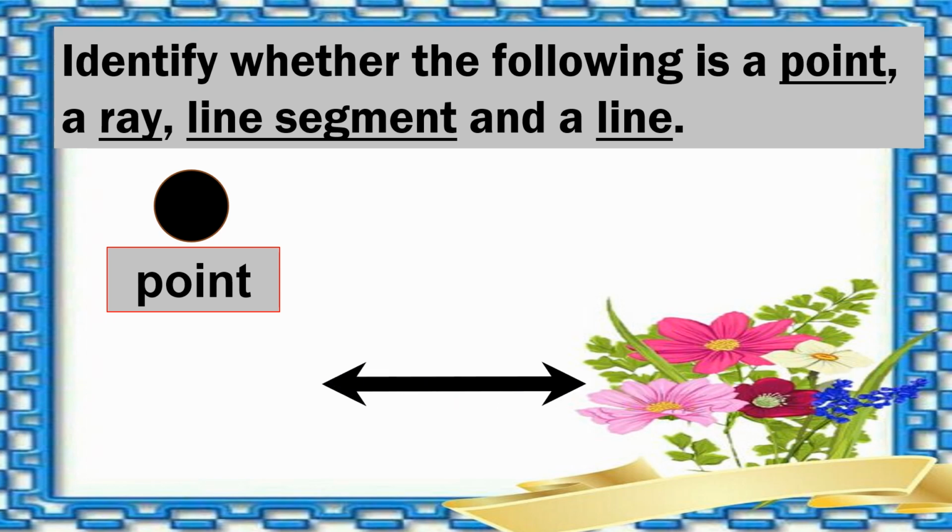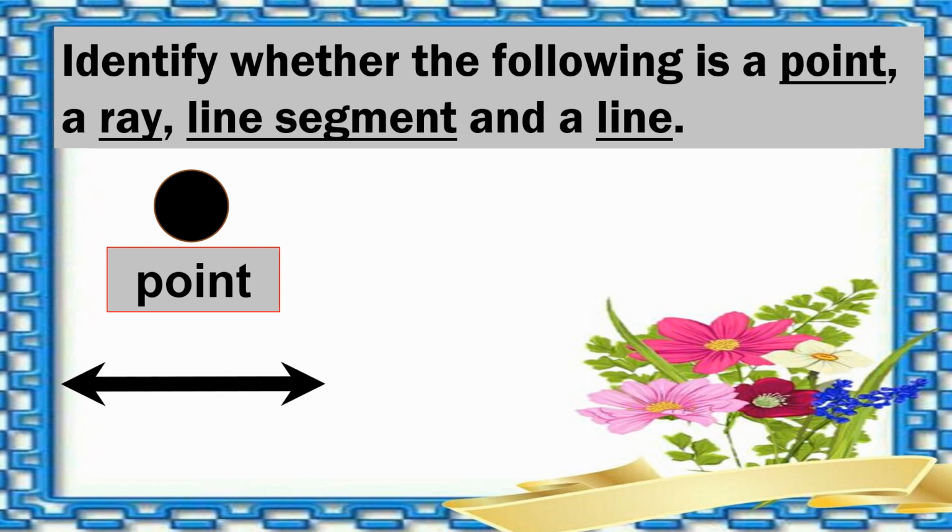Number 2, can you identify this figure? Yes, this is a line. So when we are talking of line, it is a set of points that can be extended in opposite directions infinitely. So the two arrowheads here represent that you can extend this in opposite directions without end.